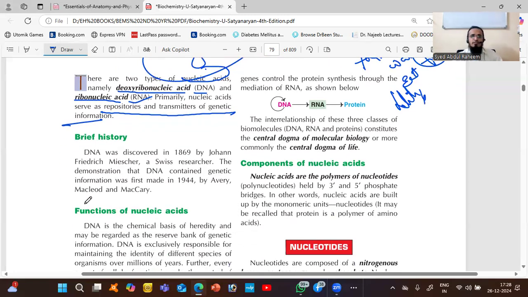History of DNA. DNA was discovered in 1869 by Johann Friedrich Miescher, a Swiss researcher. The demonstration that DNA contains genetic information was first made in 1944 by Avery, MacLeod, and McCarty. So these are the scientists who showed that DNA contains genetic information.